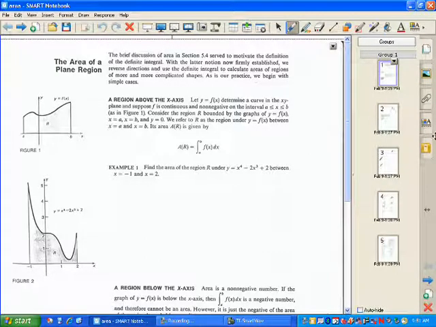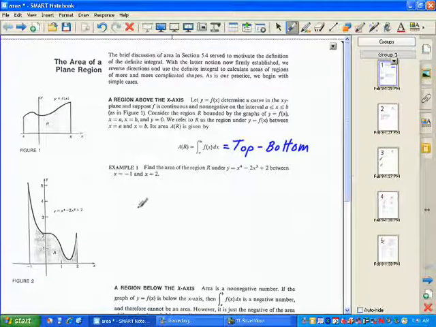So to do that, and to do most of these areas that we're going to do today, I'm going to give you a really easy formula. What you're going to always do is top minus bottom. Okay, and it'll work for you every time. And what that'll ensure is that you never come out with a negative area.